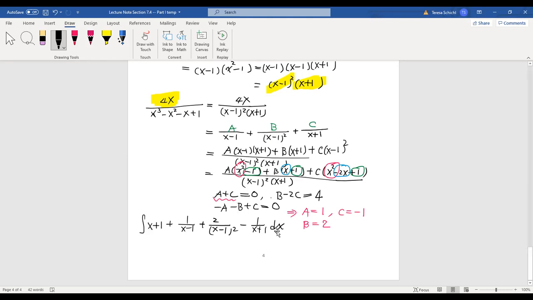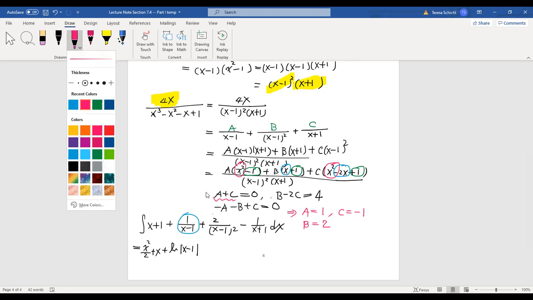Okay, so now this is a test of your integration ability. So this will be x squared over 2 plus x. What is the integration for this one? That is the natural log, right? So it's plus natural log of x minus 1.